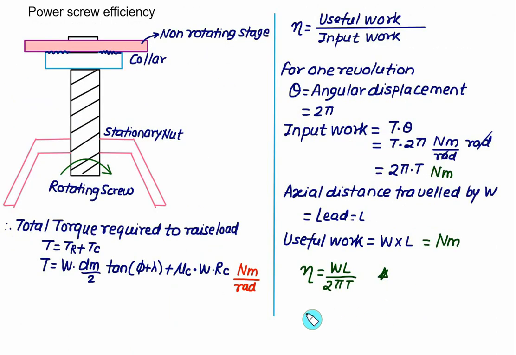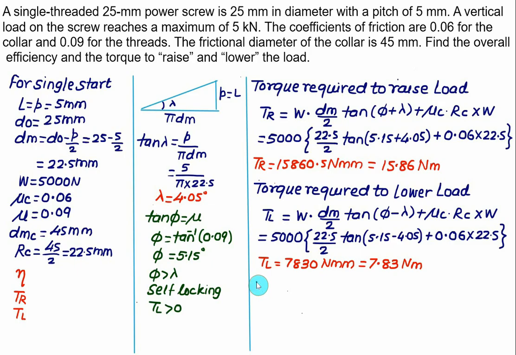As far as the efficiency is concerned, efficiency is given as W into L divided by 2 pi multiplied by the total torque T, which is the torque required to raise the load. So we have efficiency equal to W into L divided by 2 pi times T. We have W equal to 5000. The value of L is the same as pitch, equal to 5. So the numerator is in Newton mm, divided by 2 pi and the torque required to raise the load in Newton mm, which is 15860.